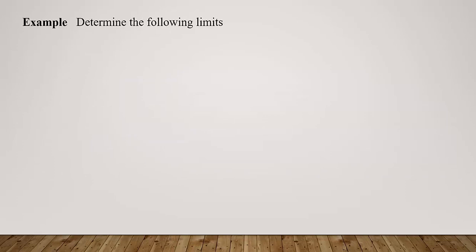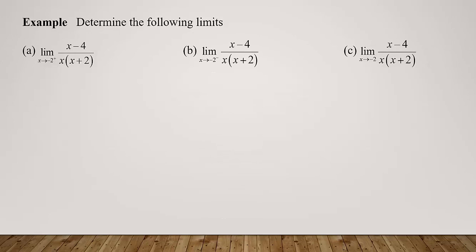So for this example, we're going to determine 3 limits. Part A: the limit as x approaches negative 2 from the right side of negative 2 of (x minus 4) over (x times (x plus 2)). In part B, the limit as x approaches negative 2 from the left side of negative 2 of the function (x minus 4) over (x times (x plus 2)). Then in part C, once we do A and B, we'll be able to answer part C. What is the limit? So, get this written in your notes.